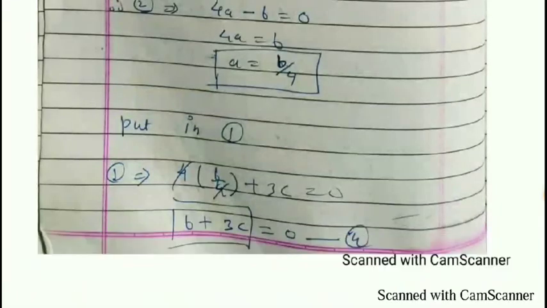So equation number 1 implies 4 into b by 4 plus 3c, because equation number 1 is 4a plus 3c and the value of a is b by 4. So 4 into b by 4 plus 3c equals 0. The 4 cancels, and we get b plus 3c equals 0. This is equation number 4.